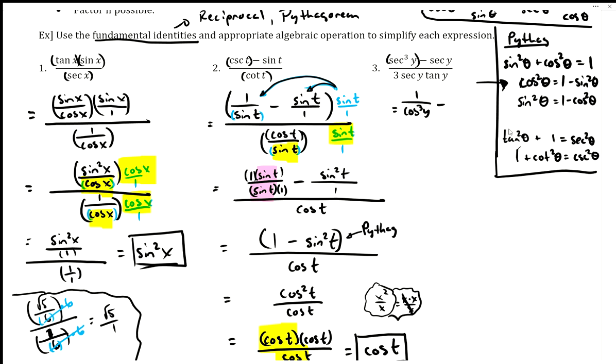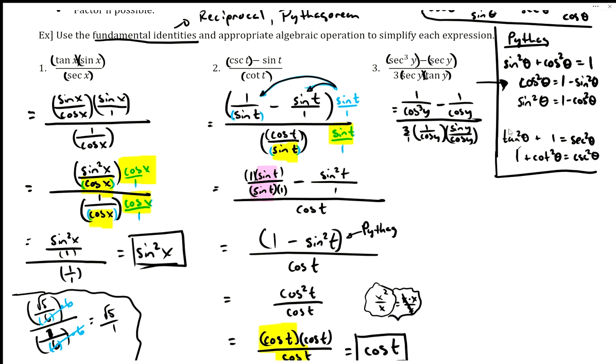And then still minus. Secant of y is 1 over cosine of y. And then we have our big fraction. And then we have 3. Secant of y, still 1 over cosine of y. Tangent of y is sine of y over cosine of y. So we rewrote all of them. And then we can still put that 3 with a 1 under it if we want to. We're getting there.